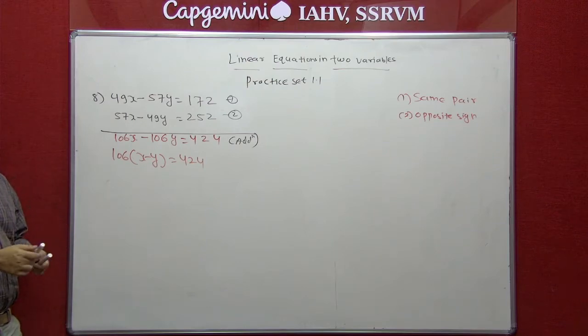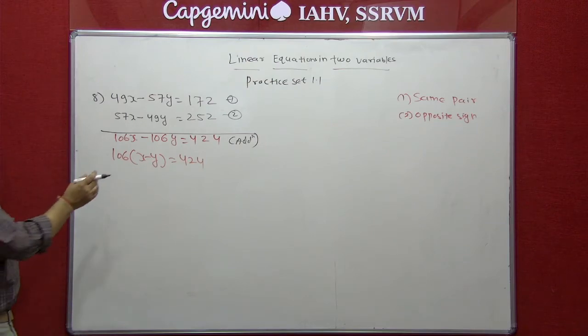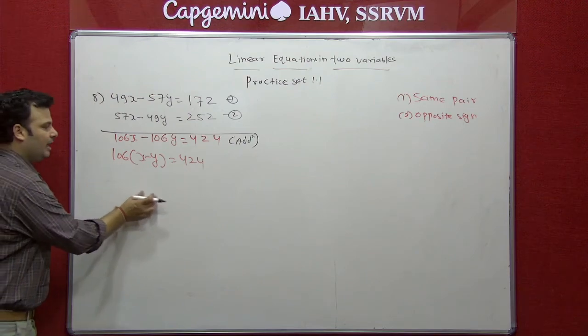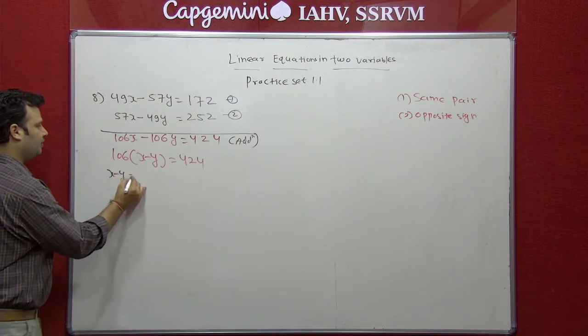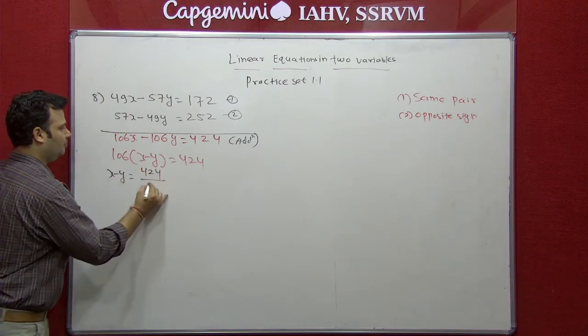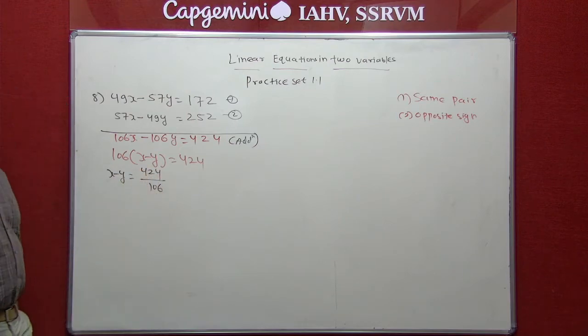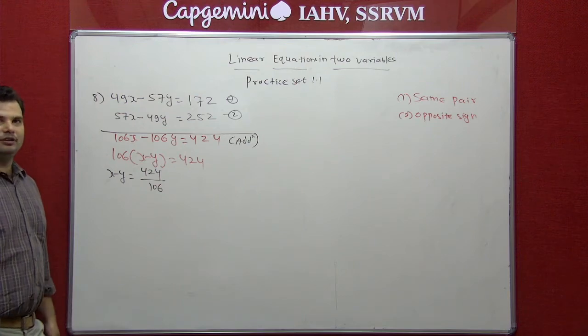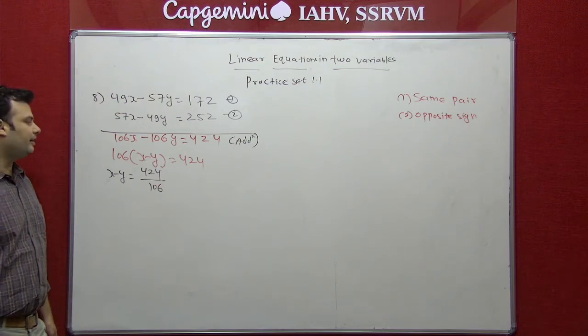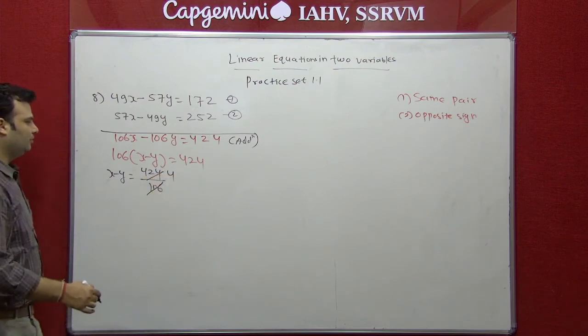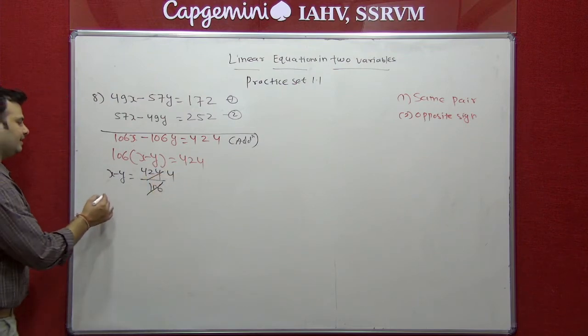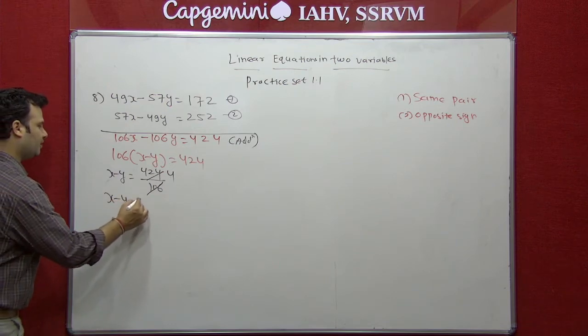Now, if you want to find the value of x minus y, this is common and here is multiply and opposite sign becomes divide. So x minus y equal to 424 upon 106. Remember one important thing, 100 into 4 is 400, and 6 4s are 24. So answer is 4. Either you can divide by 2, you get the same way. x minus y equal to 4.